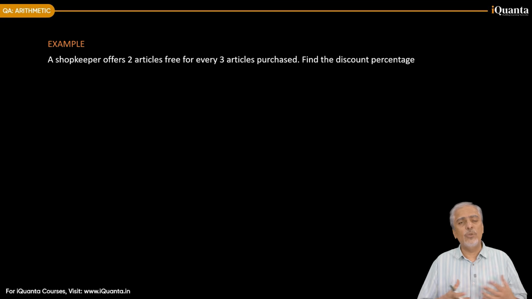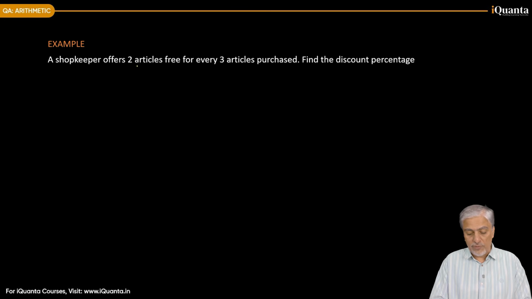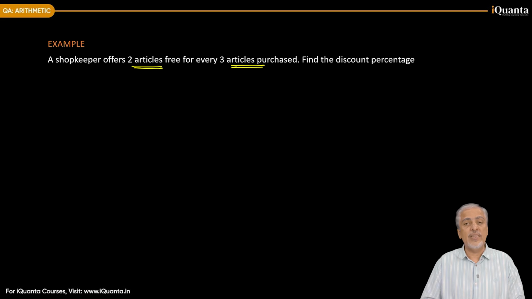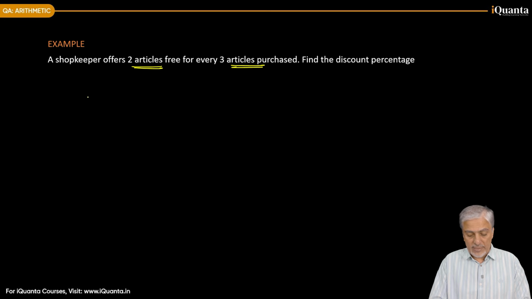You know, we walk into all these shopping malls or shopping complexes, and nowadays we keep hearing a lot of freebie options. Buy so much, get so much free. What does it actually mean? What is the discount percentage? A lot of times, we get carried away, not understanding what is the discount percentage. So a shopkeeper offers 2 articles free for every 3 articles purchased. Find the discount percentage. A lot of people think discount is more than 50%. We'll see how much the discount is.